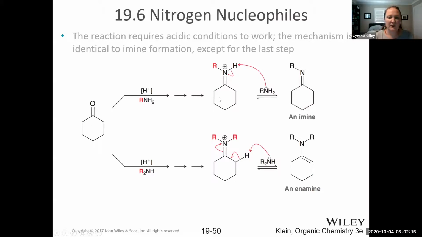Remember that with a primary amine, there will be a hydrogen attached to the nitrogen that can be removed in the last step to form an imine. If you use a secondary amine, both of the groups attached to nitrogen are alkyl groups. So there is no hydrogen that can be removed here. Instead, a hydrogen is removed on the alpha carbon, and electrons swing up to the nitrogen to form an enamine product.